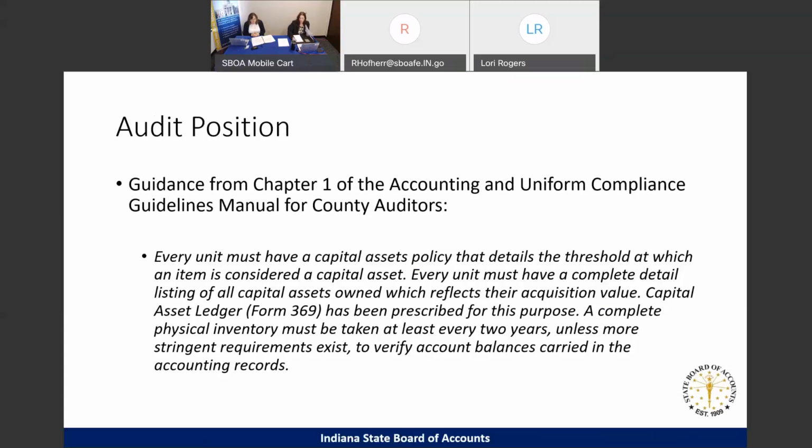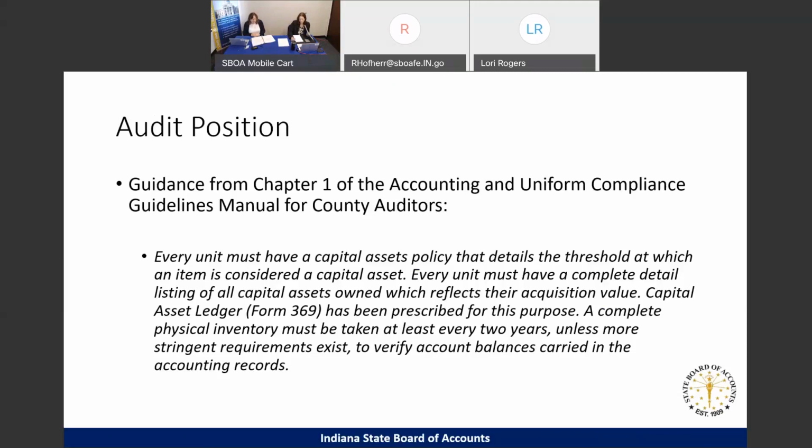A complete physical inventory must be taken at least every 2 years unless more stringent requirements exist to verify the account balances carried in the accounting records. That is what the current requirement or audit position is for capital assets. Okay. So this guidance has been in effect for some time.